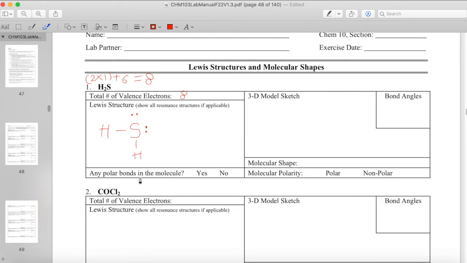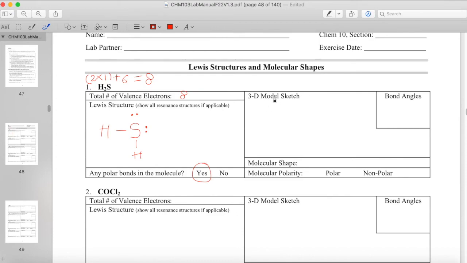Are any of the bonds in this molecule polar? So in other words, look at the covalent bonds we're dealing with and ask yourself, what's the difference in electronegativity between a hydrogen and a sulfur? Is there a difference in electronegativity? And the answer is yes. Those are two different elements that have different electronegativities. So that bond is going to be a polar covalent bond. So I'm just going to go ahead and circle yes there.